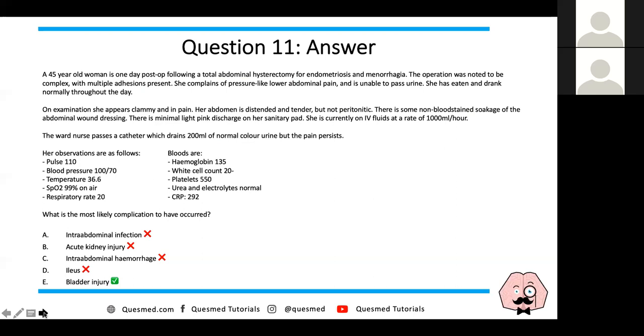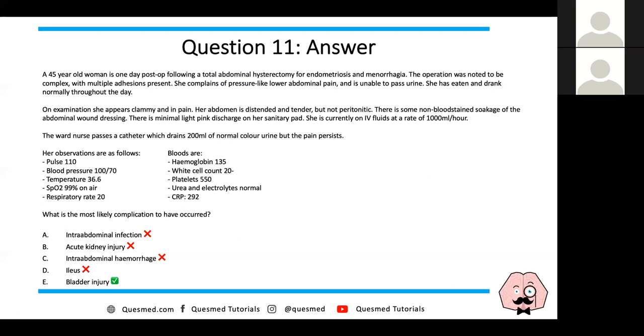Acute kidney injury, that is a common post-op problem. Now, I don't think it's this, as her U&Es are normal, and the ward nurse has passed a catheter, and that's drained a normal colour of urine. So she may well have an acute kidney injury, but I think it's less likely since her urine is a normal colour and her U&Es are currently normal. She's also on a huge amount of IV fluids, which is going to be protective of the kidney.